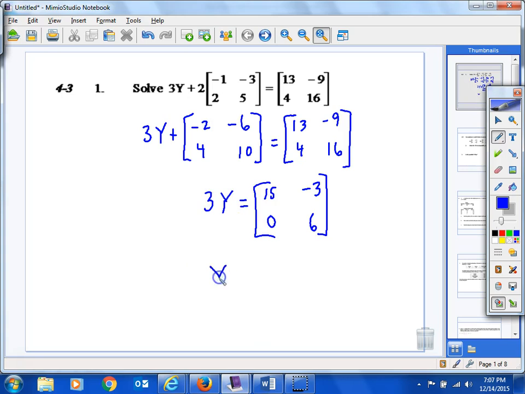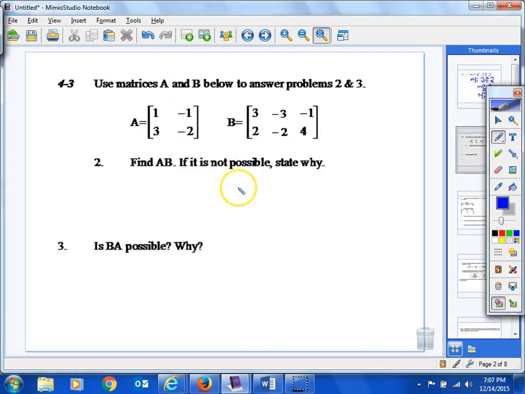We just solve for y by dividing all of the elements in the matrix by 3. 15 divided by 3 is 5. -3 divided by 3 is -1. 0 divided by 3 is still 0. And 6 divided by 3 is 2. And so that is our solution for the matrix, the unknown matrix in this problem. Okay. Number 2 and 3.